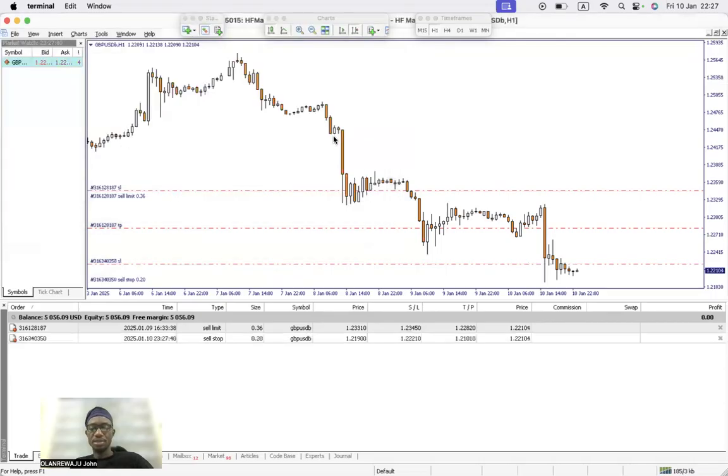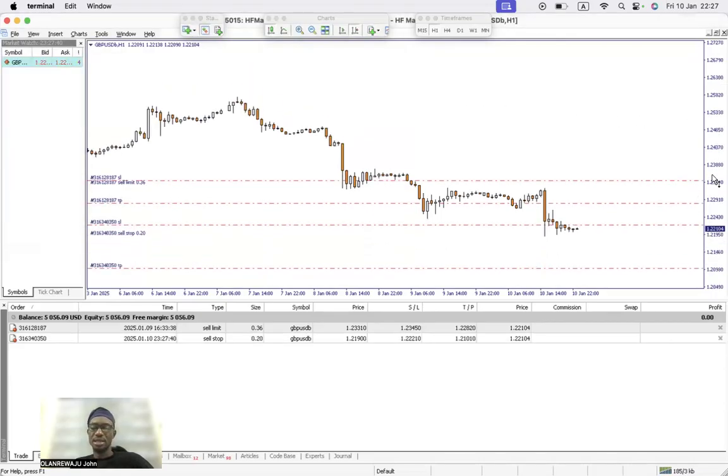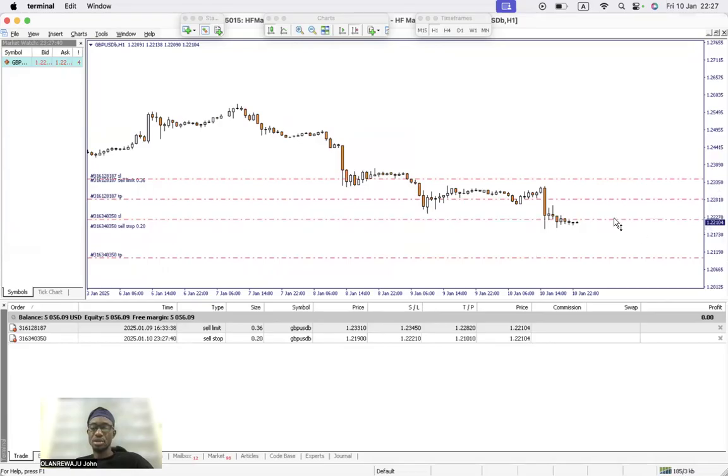So I click on place. Can you see? That's the sell stop order right there. This is the stop loss. And then this is the take profits. You get it. You can see it. Sell stop.